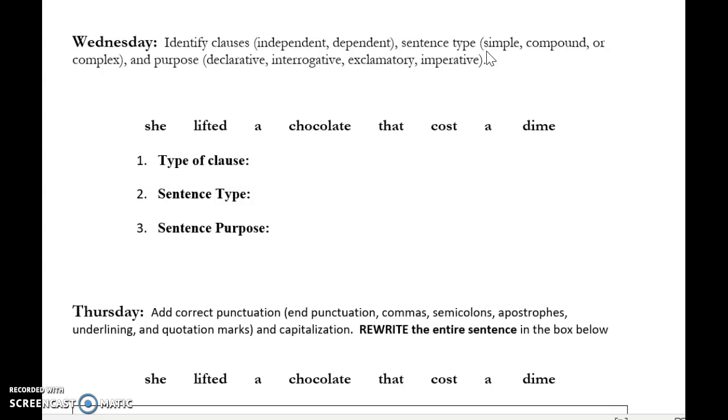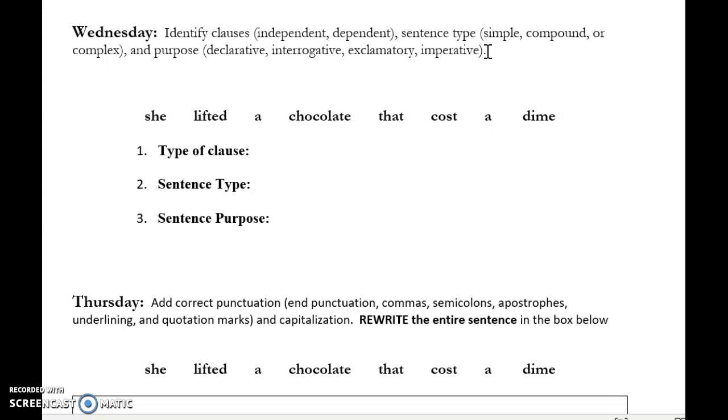And then let's look at Thursday. Thursday, all you're doing is rewriting the sentence in the box and adding correct punctuation at the end, or commas in the middle, or apostrophes to show possession, and you're using capitalization. Okay, so go through from start to end and see what punctuation you need and make sure it's typed correctly in your box below. All right, good luck.